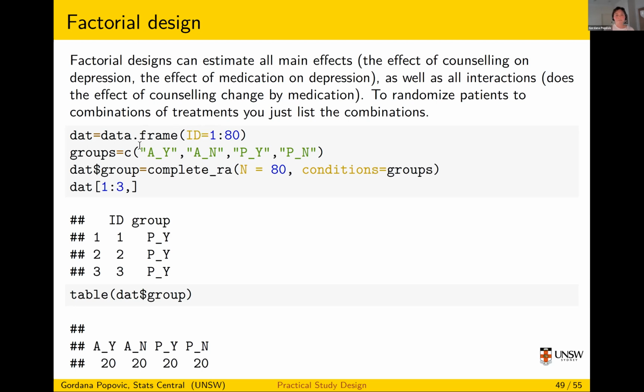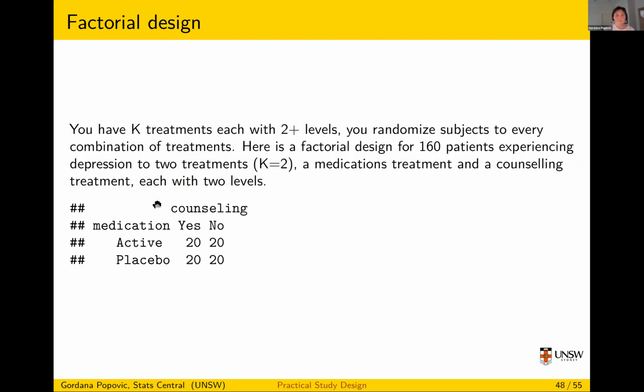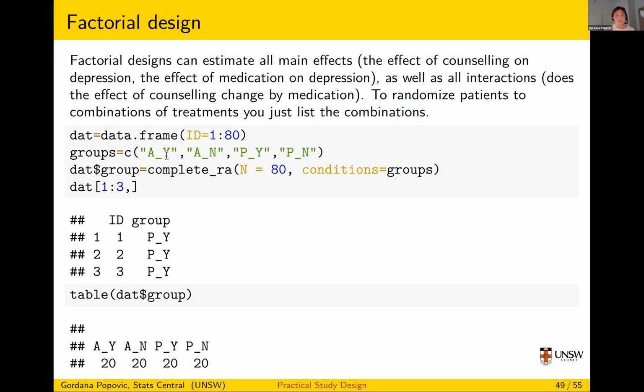So if you want to randomize people to multiple treatments, you actually just use the same function that we used before. I just made combinations of treatments. So this is active and yes for counseling. This is active and no for counseling. This is placebo and yes for counseling. This is placebo and no. So I actually just have 4 treatments. The software doesn't need to know that they're a factorial. All I need to do is that, and it will allocate my patients randomly to those groups.